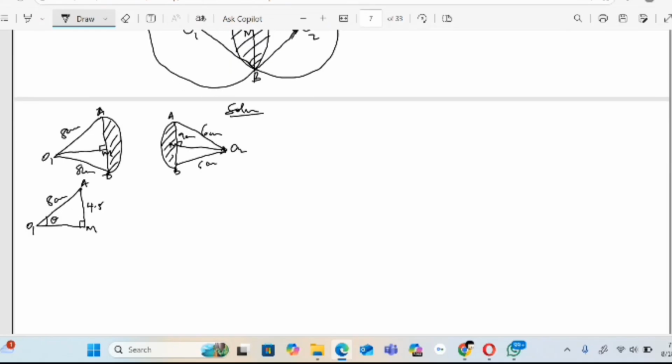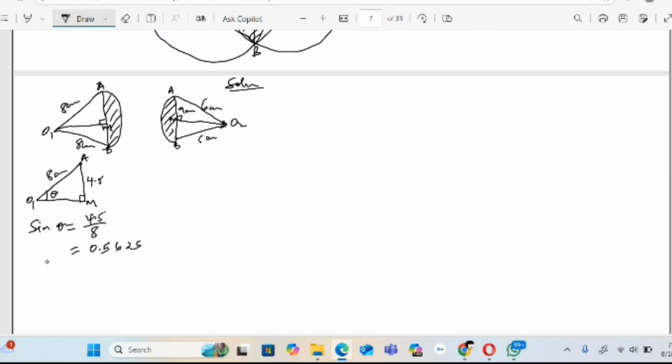So to find theta, you have to say sine theta is equal to opposite, which is 4.5, divided by the hypotenuse, which is 8. There you get 0.5625. Now to get theta, our theta becomes sine inverse of 0.5625.